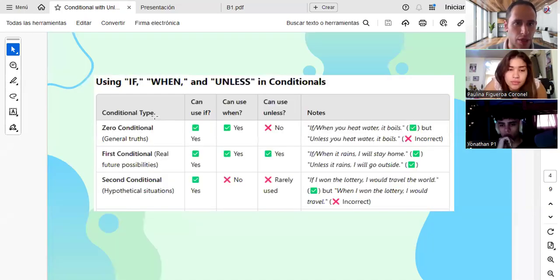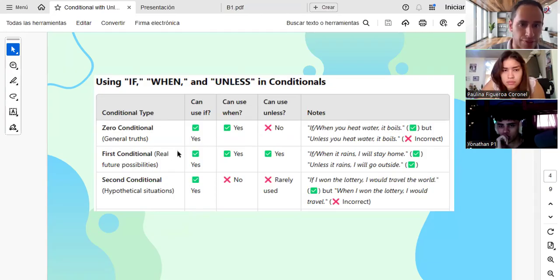Let's continue. Okay. Now, the use of if, when, and unless in each conditional. We can use if and when in zero conditional, but we can't use unless, right? If or when you heat water, it boils. This is something that meets a condition. Unless you heat water, it boils. Incorrect, right? This is not possible because it is negative. So in this case, we have to use a positive situation, right?